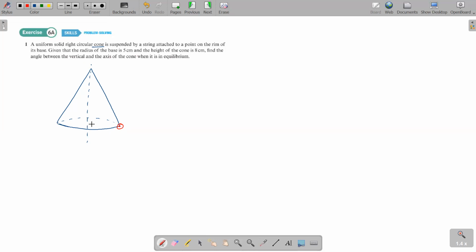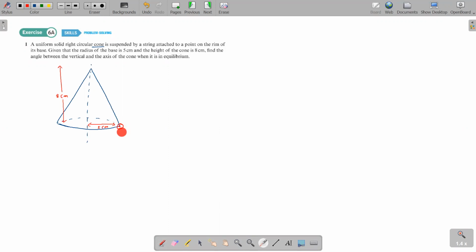Given that the radius of the base is 5, so this is 5 centimeters. And the height of the cone is 8 centimeters. Find the angle between the vertical and the axis of the cone when it is in equilibrium.